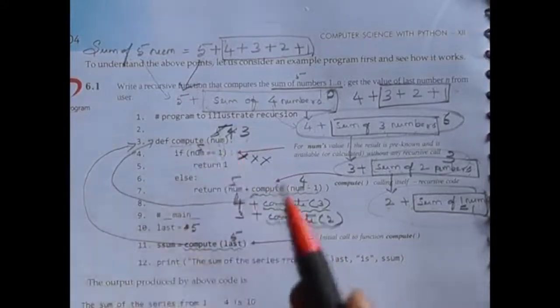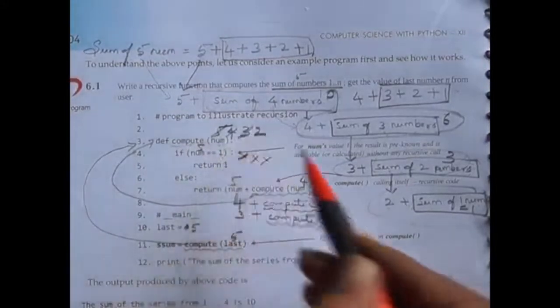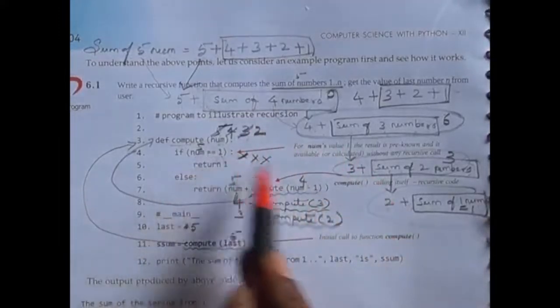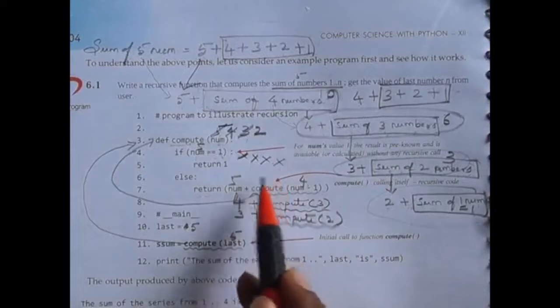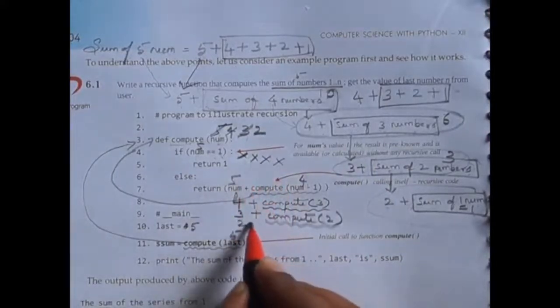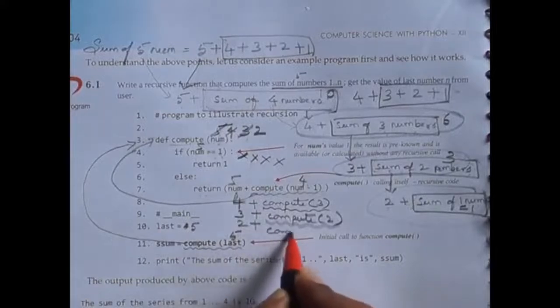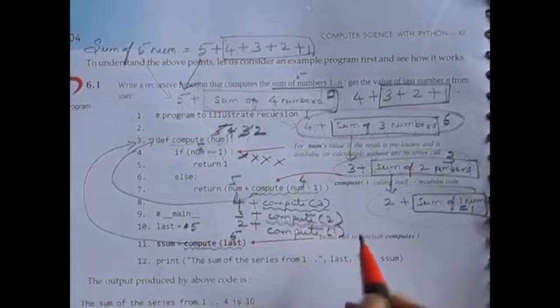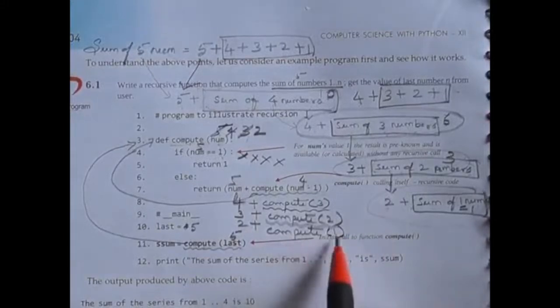Now num value is what? It is 2. So 2 equal to 1. This condition is false. It will come here. So what will execute? 2 plus compute 1. 2 plus compute 1.